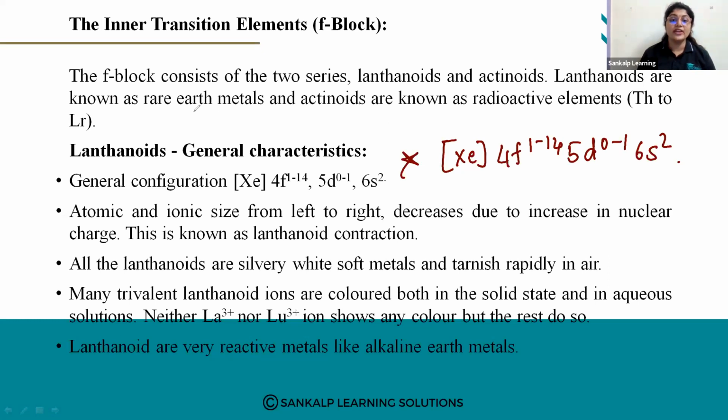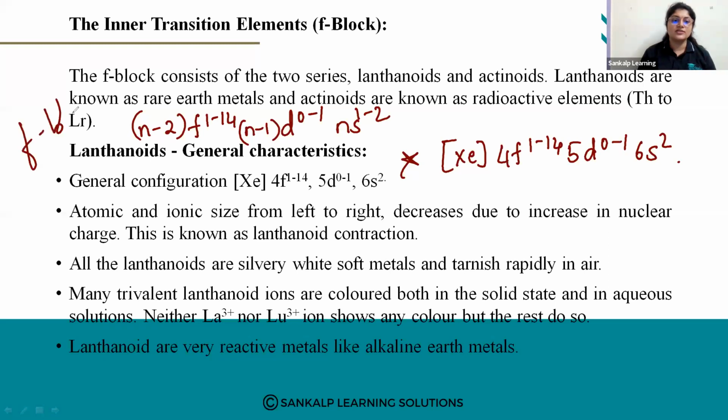For F orbital, it is (n minus 2) F 1 to 14, then (n minus 1) D 0 to 1 and NS 1 to 2. This is for F block elements, the general electronic configuration. This is for lanthanoids. So for lanthanoids, it is xenon 4F 1 to 14, 5D 0 to 1 and 6S2. Now, this is very important.